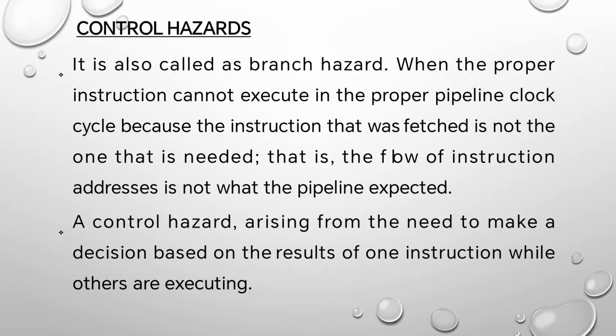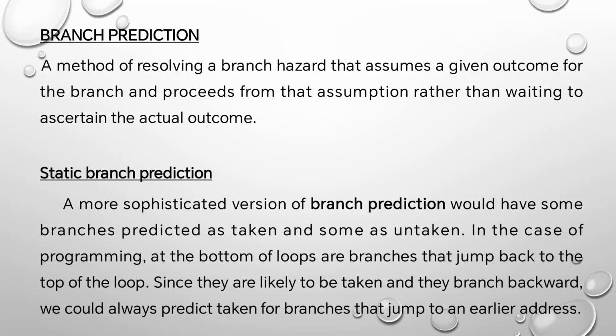Control hazards. It is also called a branch hazard when the proper instruction cannot execute in the proper pipeline clock cycle because the instruction that was fetched is not the one that is needed. That is, the flow of instruction addresses is not what the pipeline expected. A control hazard arises from the need to make a decision based on the results of one instruction while others are executing. Branch prediction is a method of resolving a branch hazard that assumes a given outcome for the branch and proceeds from that assumption rather than waiting to ascertain the actual outcome.